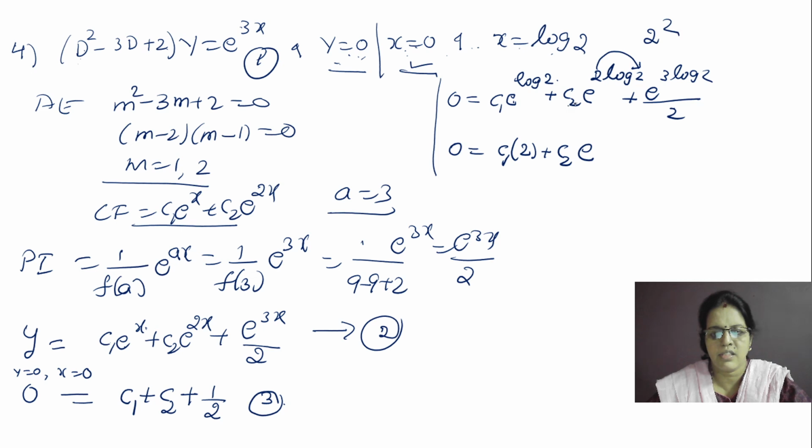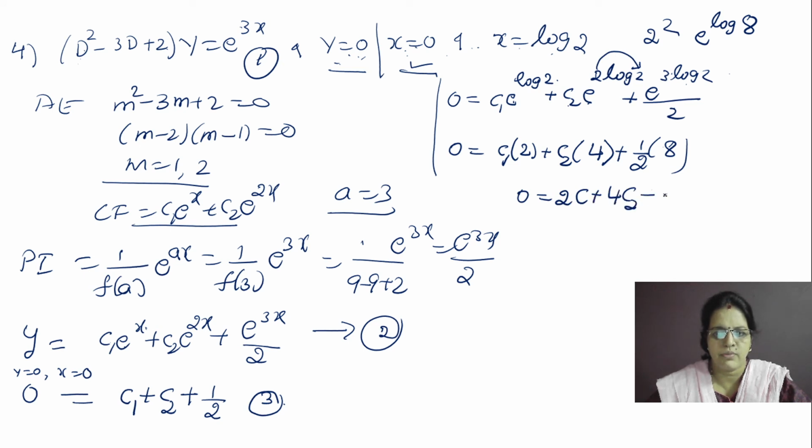So it is c2 e power log 4. E power log f of x is f of x, so it is c2 into 4. Similarly, this is half into e power log 2 cube, that is e power log 8, and e power log 8 is 8. So this is 0 equals 2c1 plus 4c2 plus 4.